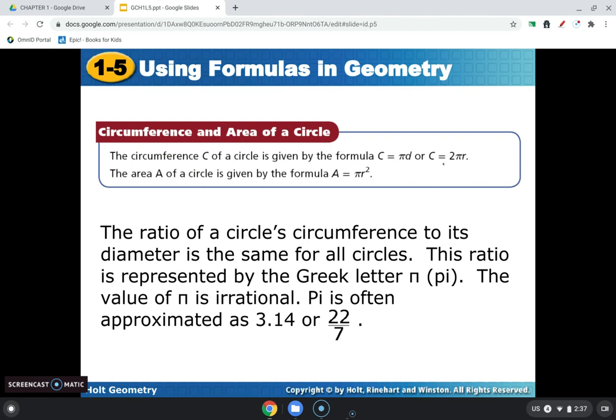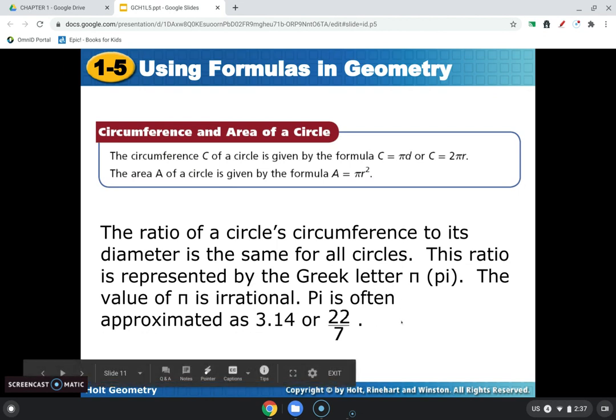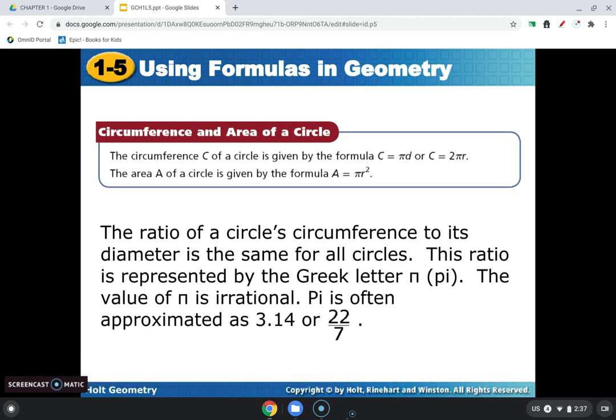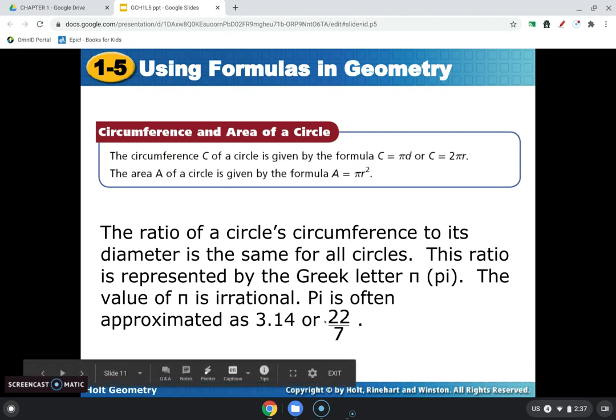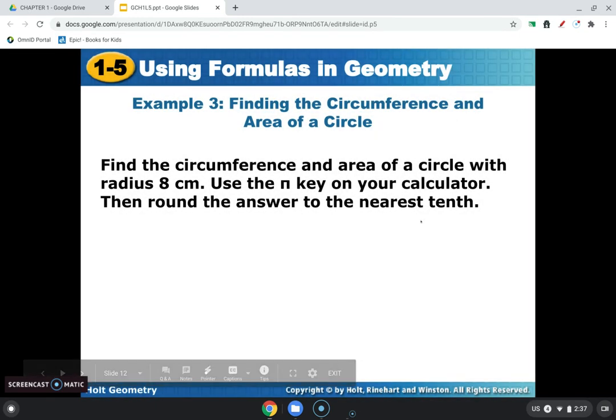So we are familiar with some of these circle formulas from previous years. Circumference of a circle is 2 pi r, or pi times diameter, and then the area of the circle is pi r squared. You can use the pi button on your calculator. On a TI-84, it's shift then caret. Well, you should have the pi button somewhere on your calculator, and I encourage you to use that.